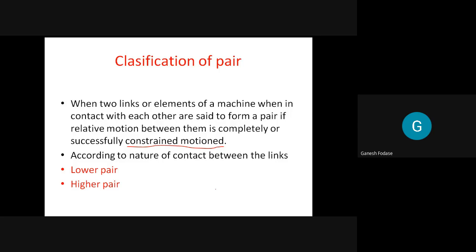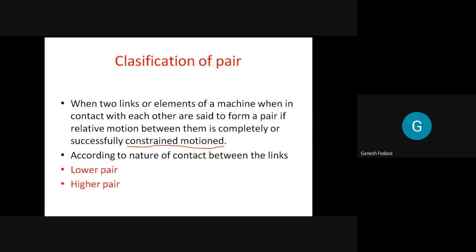Yes? When the motion between two elements is in a definite direction, then it is called constrained motion. And we also know the types of constrained motion. Which 3 types have we seen? Completely constrained, incompletely constrained, and successfully constrained. Okay, good. So we know that the motion is constrained.